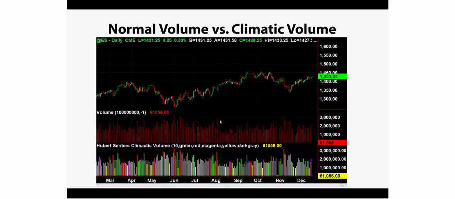Is anybody familiar with this one up here? I'll just do this as A right here. This is A. And then this is my custom one, it's got my name on it because I did the math. Hubert Senters climactic volume indicator. You always got to call them something crazy, right? So let's go through what this looks like.